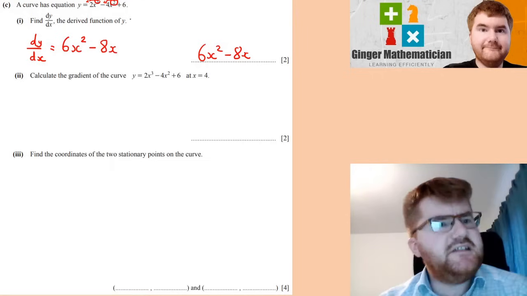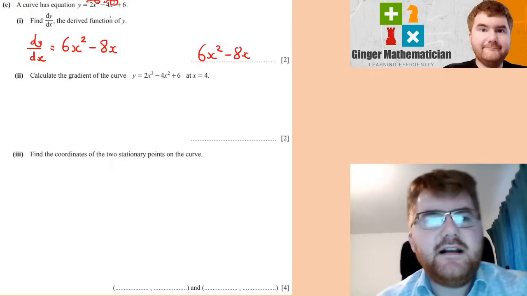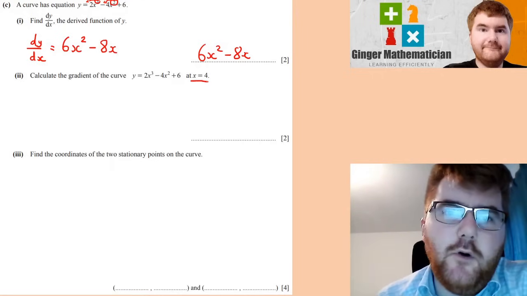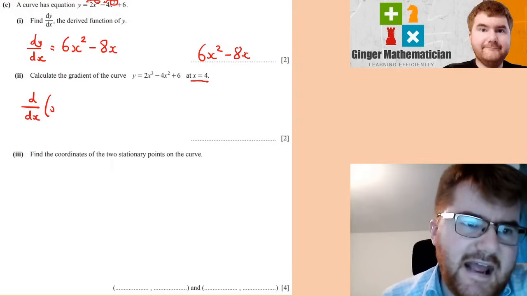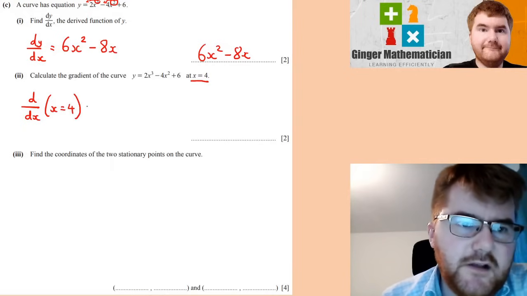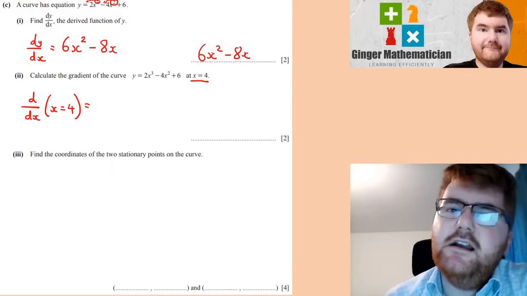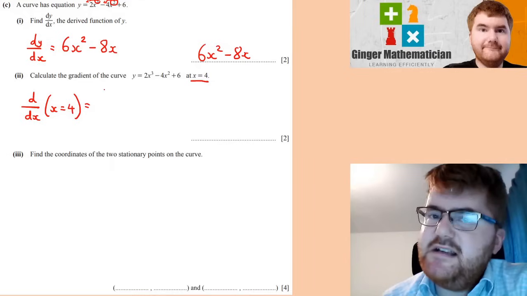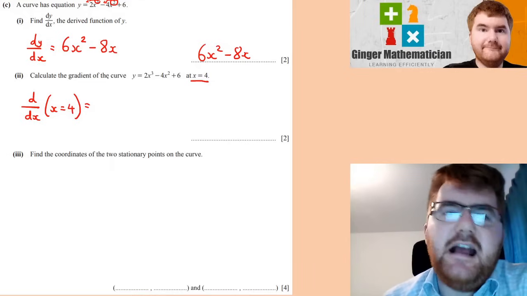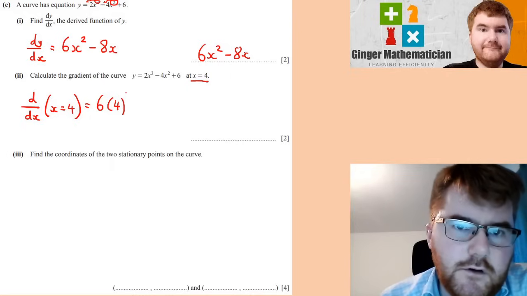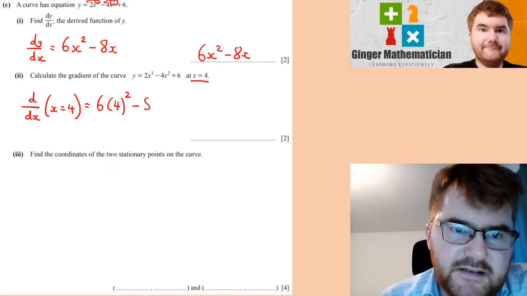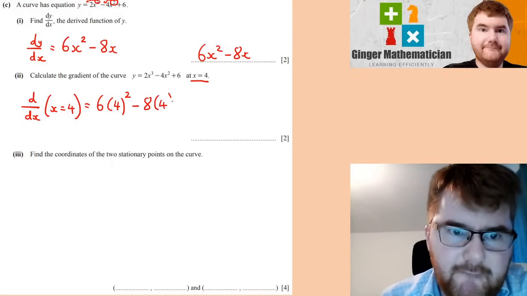And now this is very typical in the part 2. We want to work out the gradient at a specific point. So we want to work out the gradient when x is equal to 4. So we take our initial answer here, so 6x squared minus 8x, and replace the x with 4. So we get 6 lots of 4 squared minus 8 times 4.